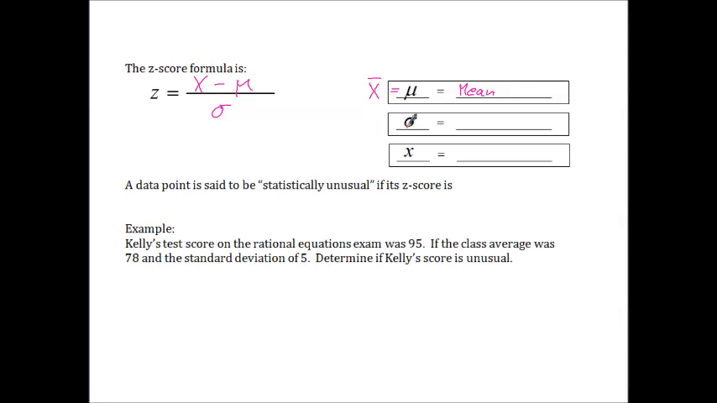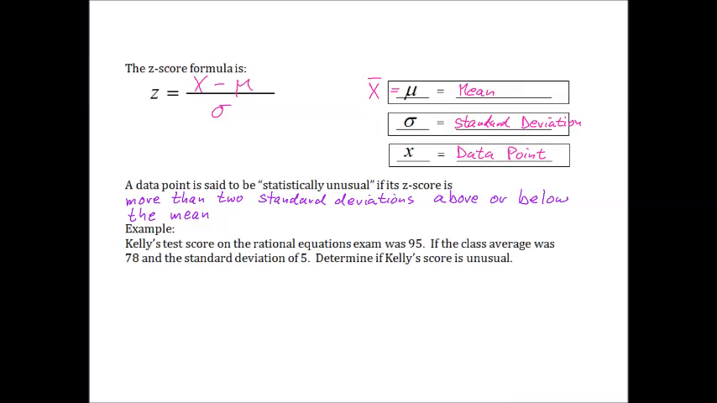Our Greek sigma stands for the standard deviation, and our x in this case is one individual data point. Data point or data element. Those are the words that you may see being used for this. A data point is said to be statistically unusual if its z-score is more than 2 standard deviations above or below the mean. Let's look at our example here.